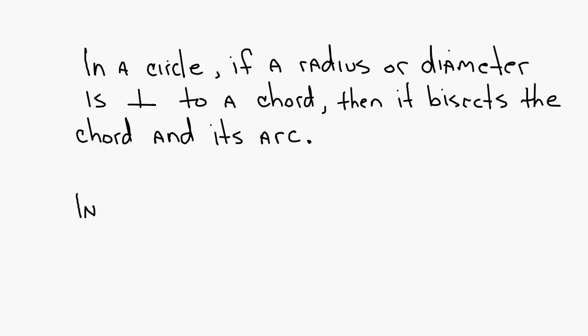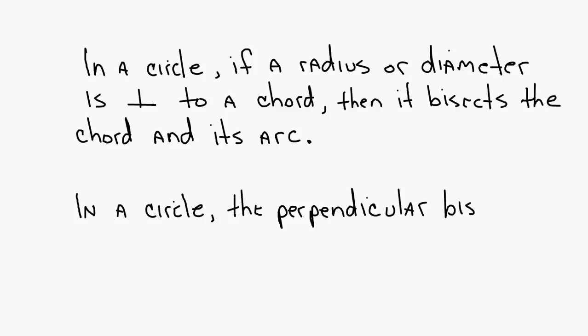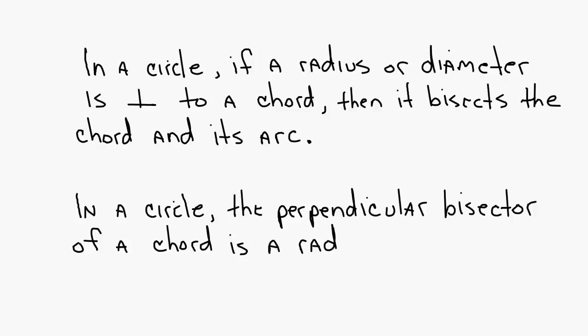And in a circle, the perpendicular bisector of a chord is a radius or diameter. Got it? You got that written down?